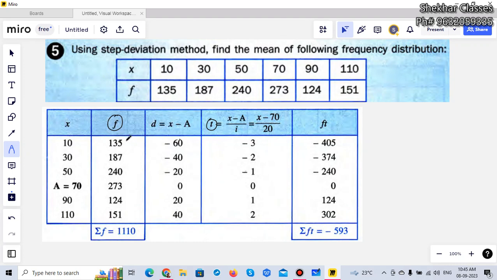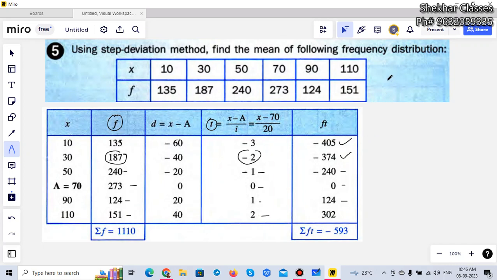So minus 3 into the frequency will give you minus 405. 187 into minus 2 will give you minus 347. This into this will give you minus 40. This into this will give you 0. And this into this will give you the same number. And now 151 into 2 will give you 302. We will add them up, considering their signs. We'll get the sum as minus 593.